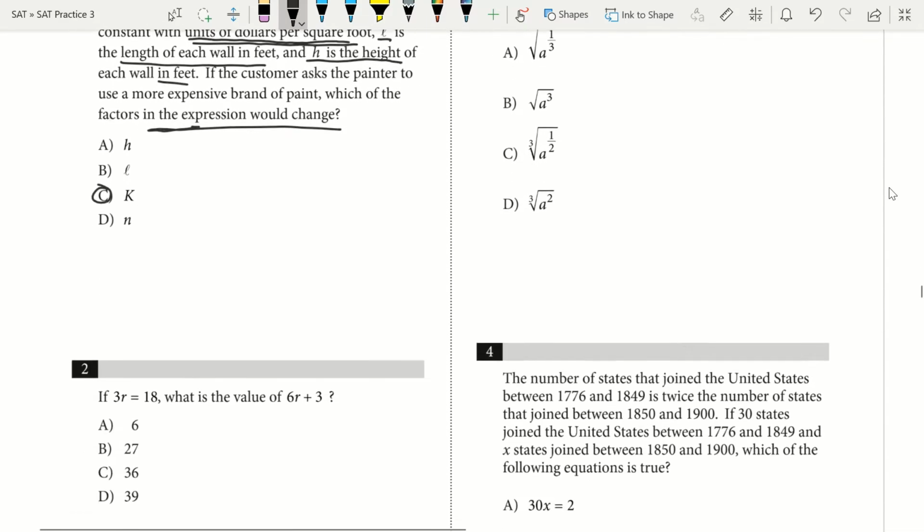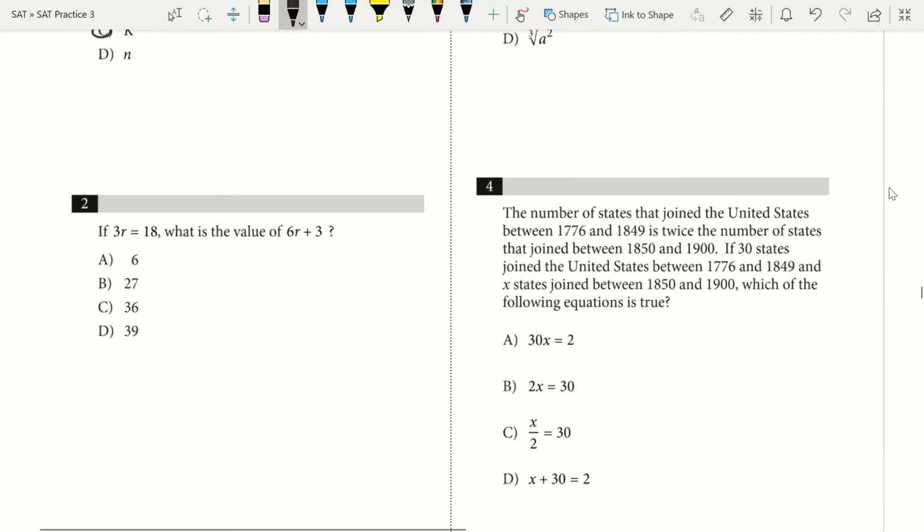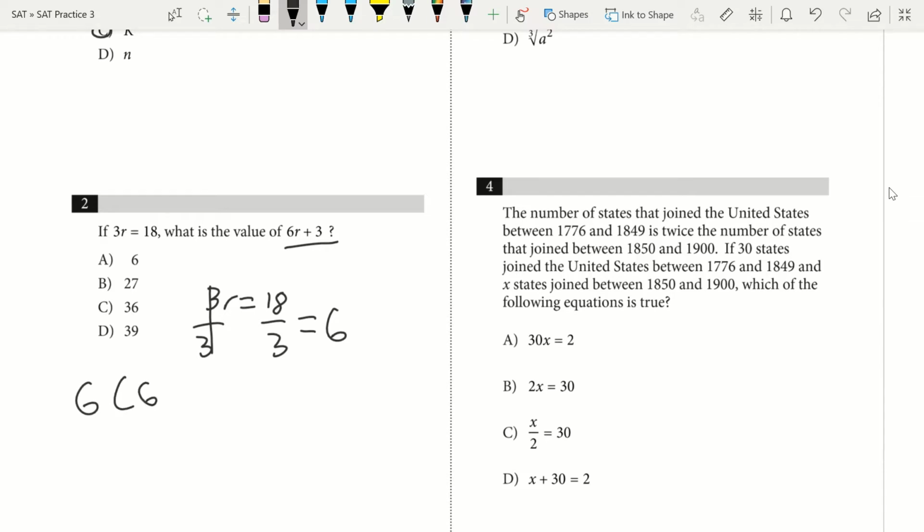Question 2. If 3R equals 18, what is the value of 6R plus 3? Well, we can go ahead and solve for R very quickly by going 3R equals 18, divide both sides by 3. We get R equals 18 over 3, which means R equals 6. Now we plug in our value for R, which is 6, into our equation. We have 6 times R, which is 6 times 6, plus 3.